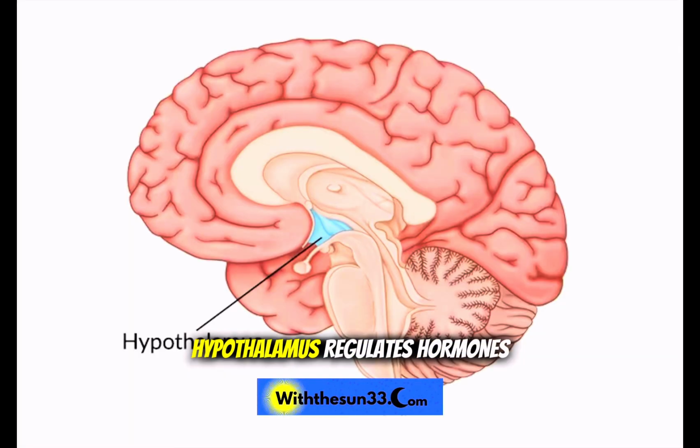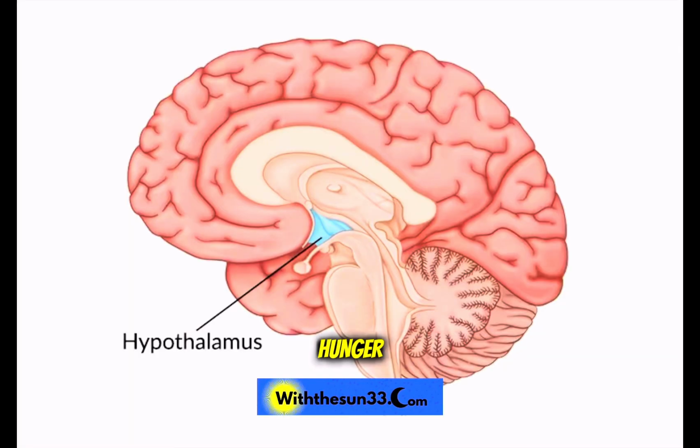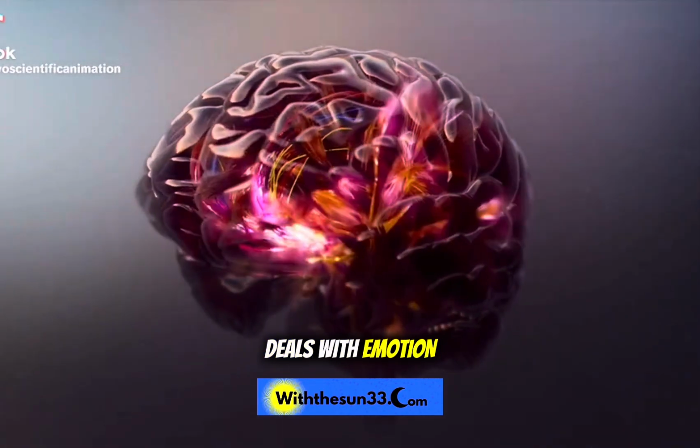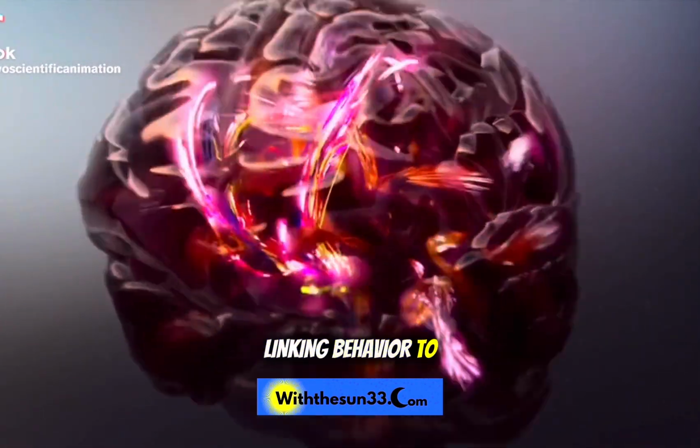The hypothalamus regulates hormones, hunger, thirst, temperature, circadian rhythms, and controls the pituitary gland. The thalamus is known as the relay station that directs sensory information, except smell, to the appropriate cortex area. The cingulate gyrus deals with emotion formation, linking behavior to motivation.